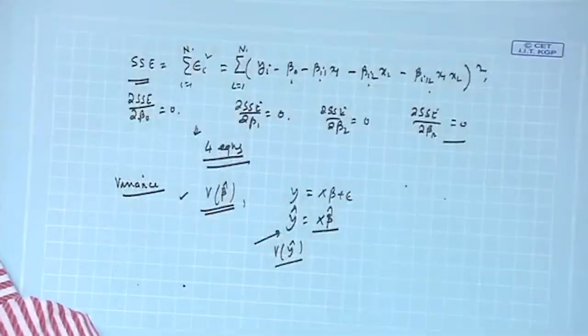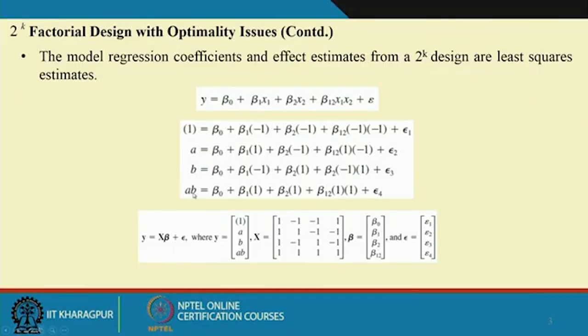So, we have 4 y values: 1, a, b, and ab. The x_1 column is minus 1, plus 1, minus 1, plus 1. The x_2 column is minus 1, minus 1, plus 1, plus 1, and this one is the interaction column. So, if you write it down separately, what you will get? The first is beta_0 minus beta_1 minus beta_2 plus beta_12 plus epsilon_1. Okay.